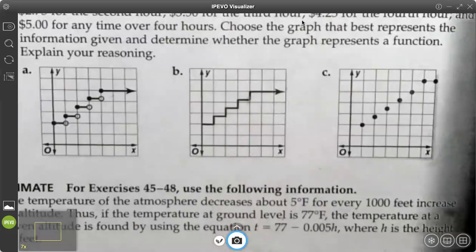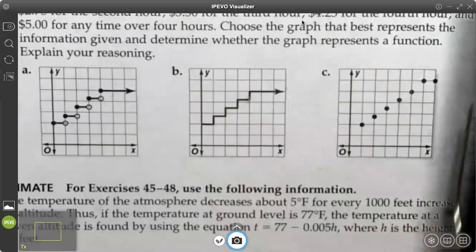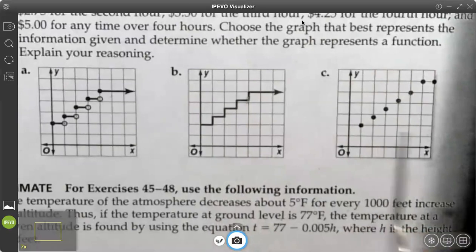What about C? Is that a function? Yes, every x value has one y value. It passes the vertical line test. X value of 1, y value of 2. X value of 2, y value of 2 3/4, and so on.